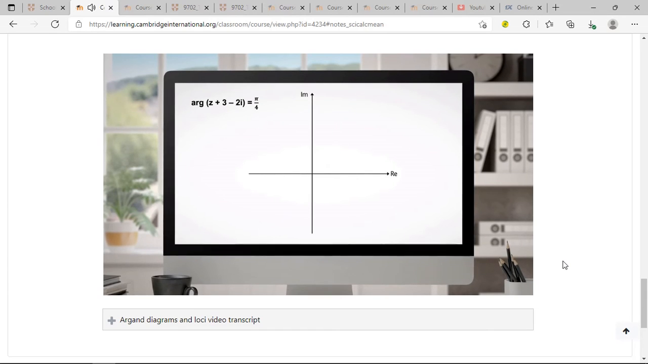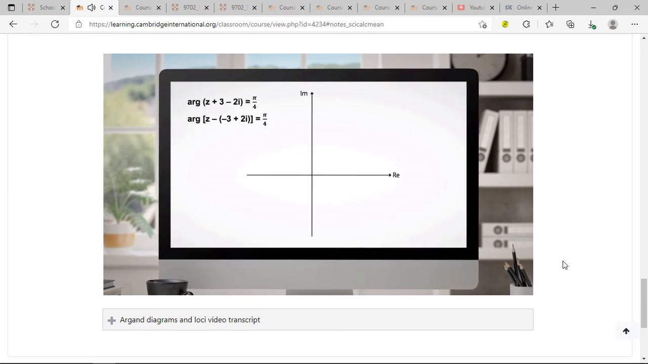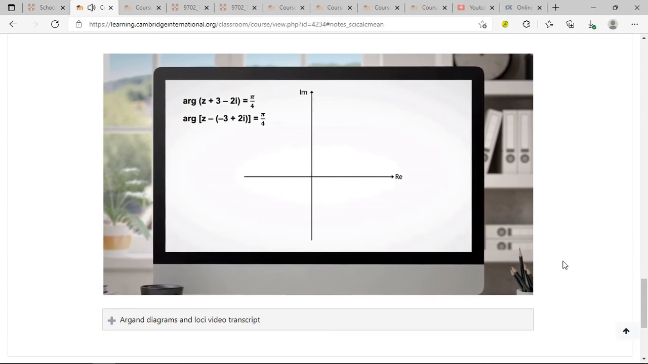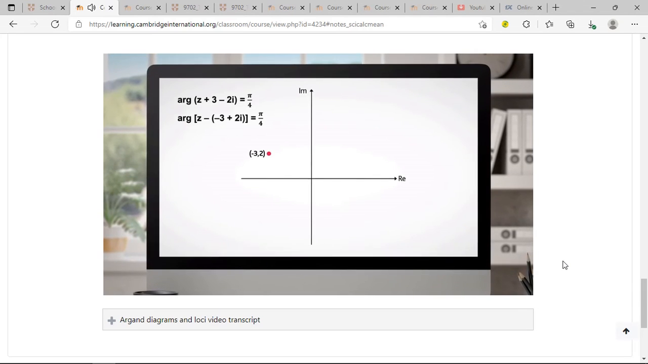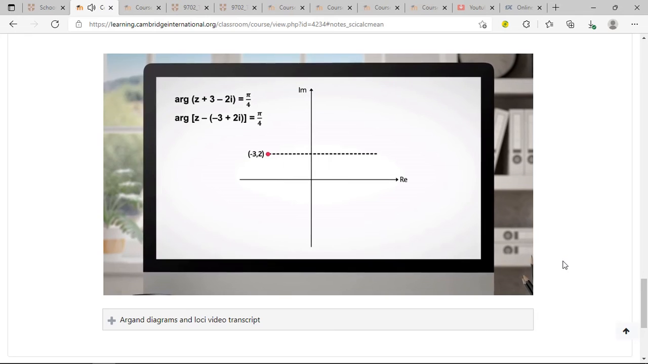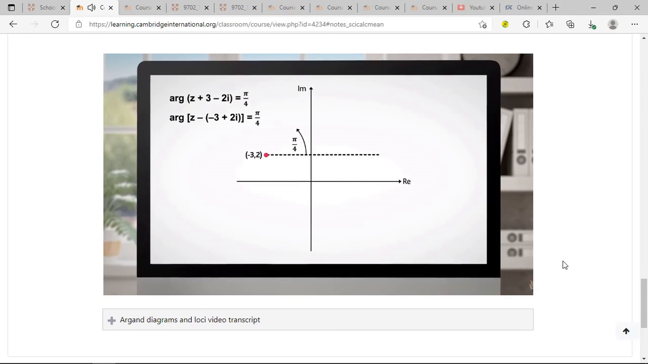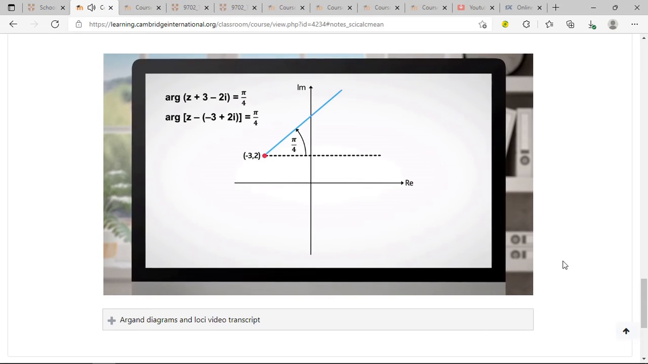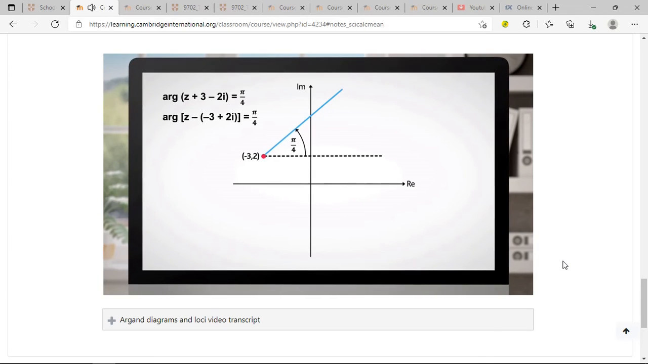Let's consider this statement. As with the circles you've looked at, you will need to rewrite it as the difference between z and another complex number, in this case, minus 3 plus 2i. So you can plot the point (-3, 2) on the Argand diagram and add a horizontal dotted line to the right of the point. The argument is measured as pi by 4 anti-clockwise. This illustrates that the locus is a half-line starting at the point (-3, 2) at an angle of pi over 4 to the horizontal.